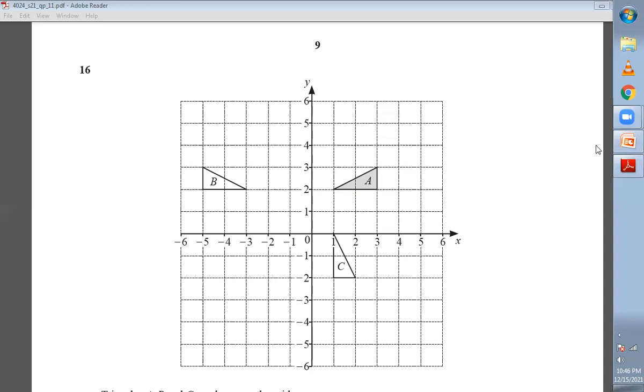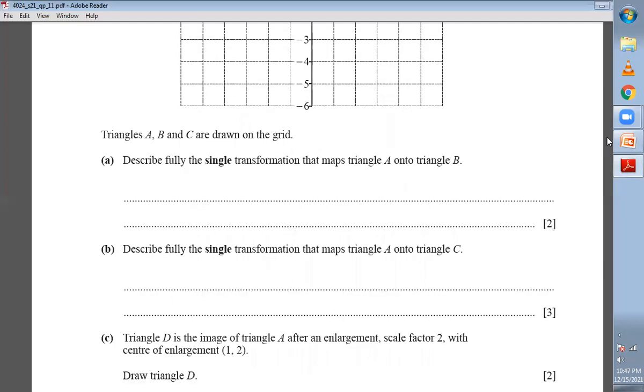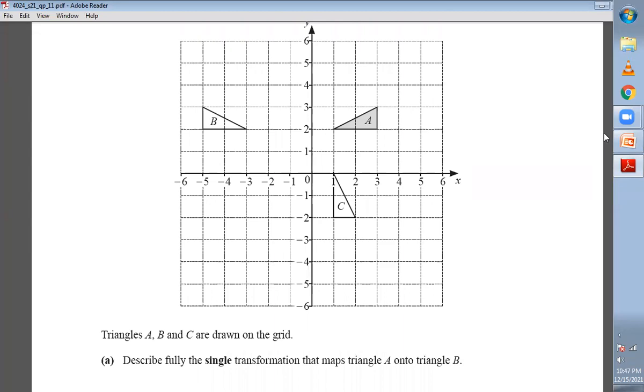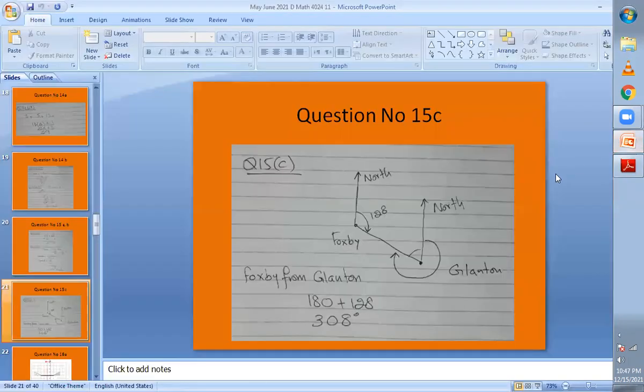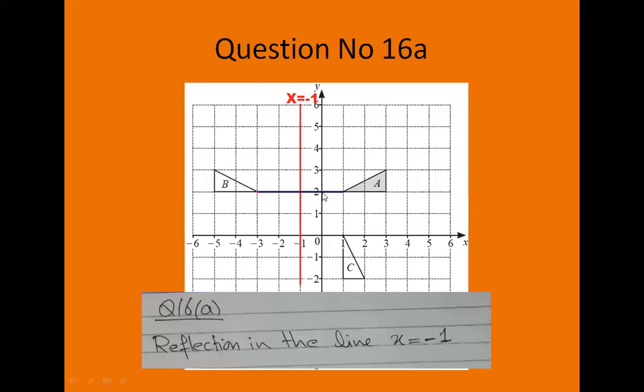First of all, let me show you the question. What was the statement of the question? It's a 2-mark question. He says, describe fully the single transformation that maps triangle A onto triangle B. Okay, it's a reflection, and I told you how to differentiate between them. Here you can see, join any 2 same points in the image and the object. With the blue color, I've joined them. Then draw the perpendicular bisector of that line.